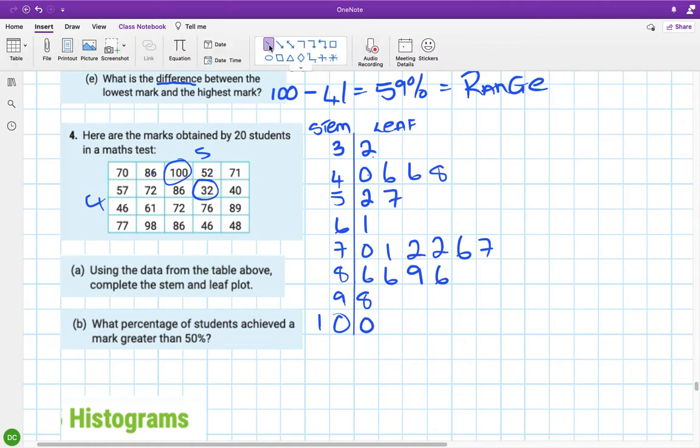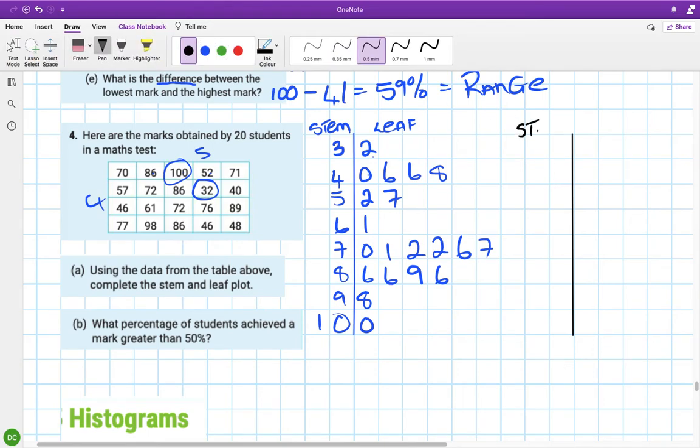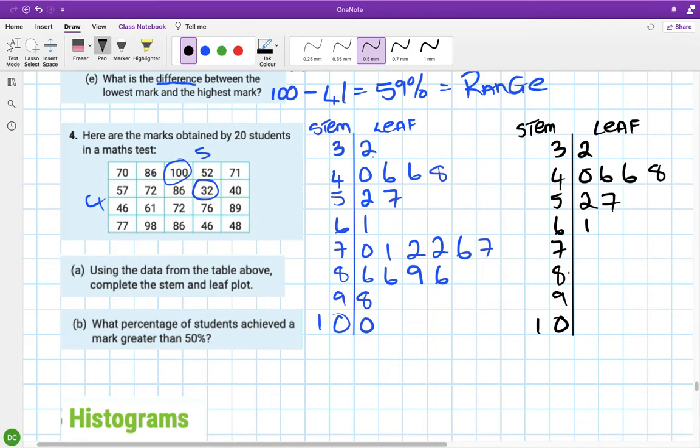So I'm just going to do the proper version of it. Could do it here maybe. Okay, so I have the stem here and the leaf here. So 3, 4, 5, 6, 7, 8, 9, 10. So 2 is fine. 0, 6, 6, 8 is fine. 2, 7 is fine. 1 is fine. God, it's nearly all fine.